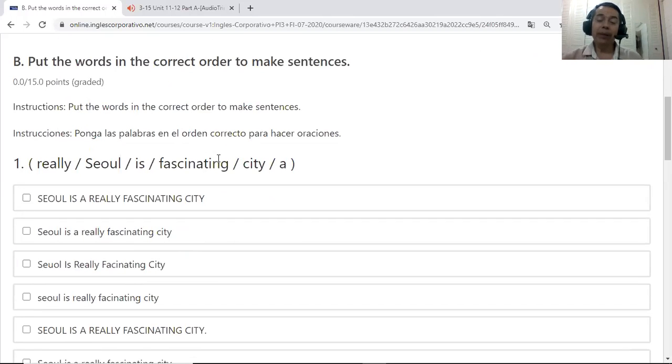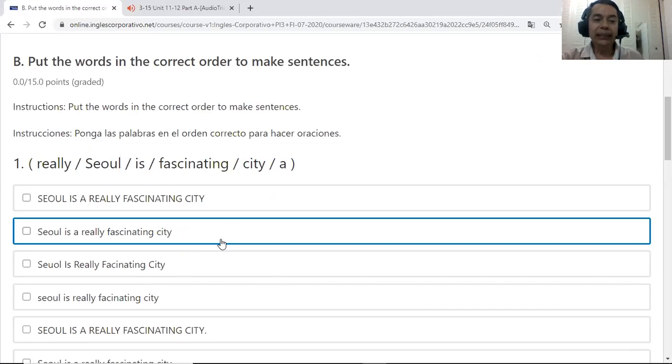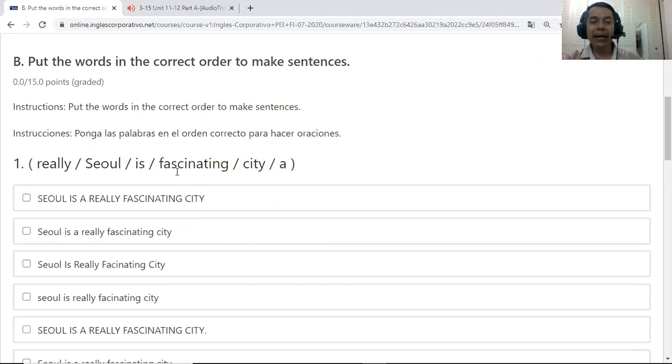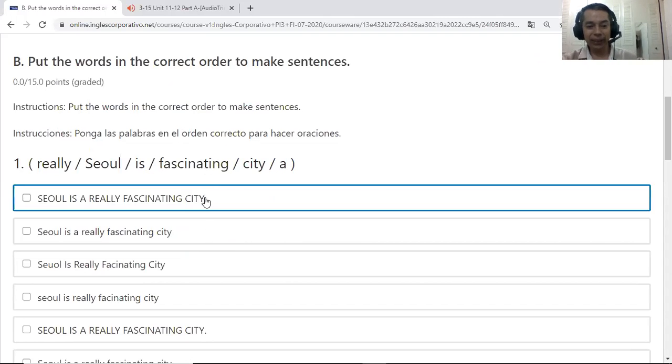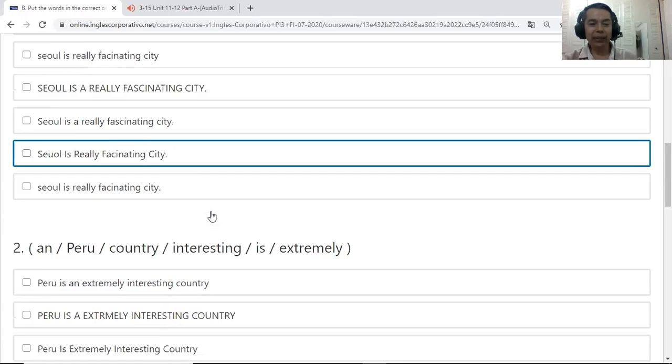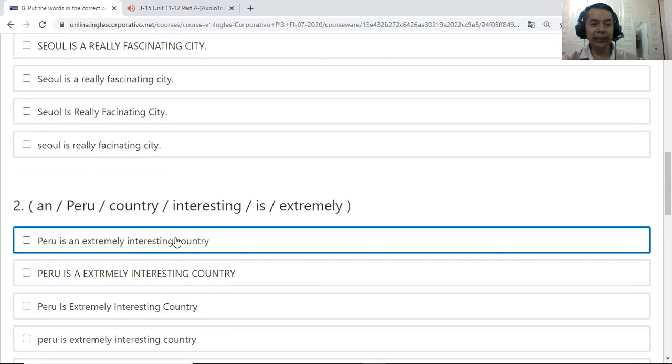¿Sí? Pero la clave es, primero, vean cuál es el sujeto. Después, ¿cuál es el verbo y cuál es el complemento? Si hay algún adverbio, va antes de un adjetivo. Y si hay un adjetivo, va antes del nombre. ¿Ok? Muy bien. Sigamos con el siguiente.